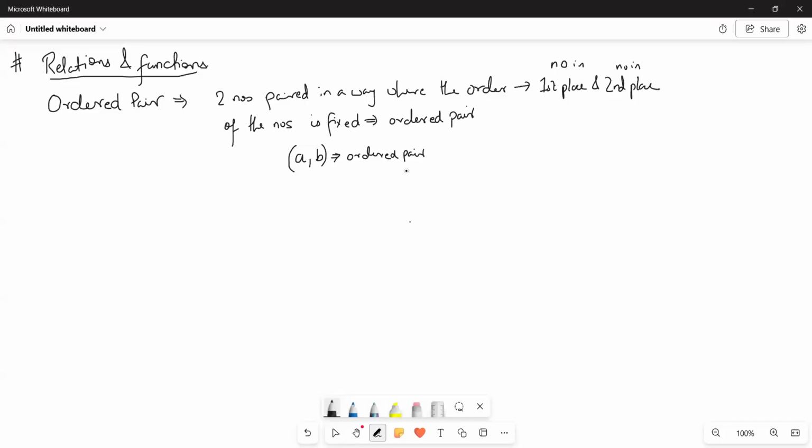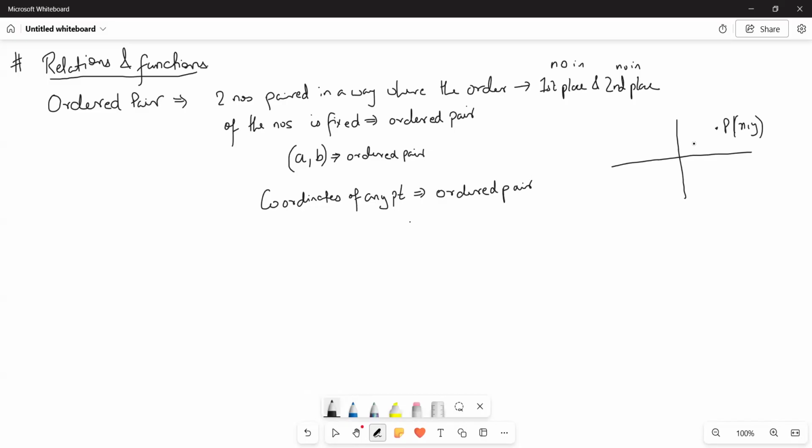A very common example of ordered pairs is the Cartesian system. If we take any point in the Cartesian system to be represented in the form (x, y), this is one of the simplest and best examples of ordered pairs. The coordinates of any point are an ordered pair. Okay, this is the simplest example to understand.